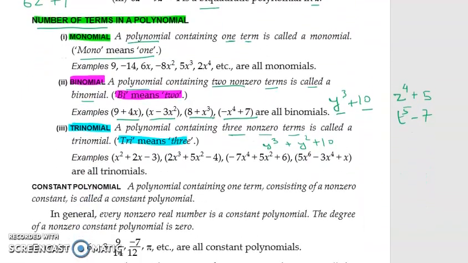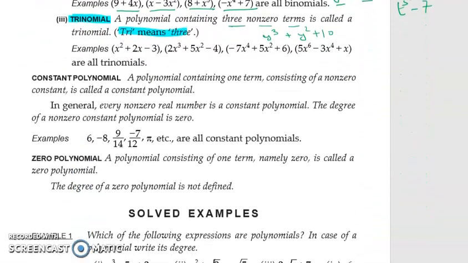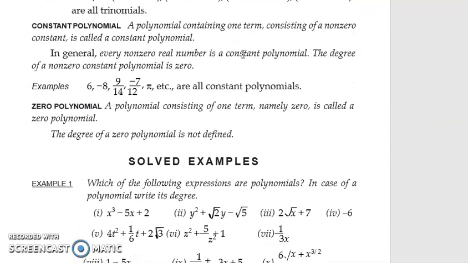Now coming to the constant polynomial. What is a constant polynomial? A polynomial containing one term consisting of a non-zero constant. You have to keep this in mind: non-zero means it should not be zero. Example: all the numbers which we take. In general, every non-zero real number is a constant polynomial. Very important: the degree of a non-zero constant polynomial is 0.